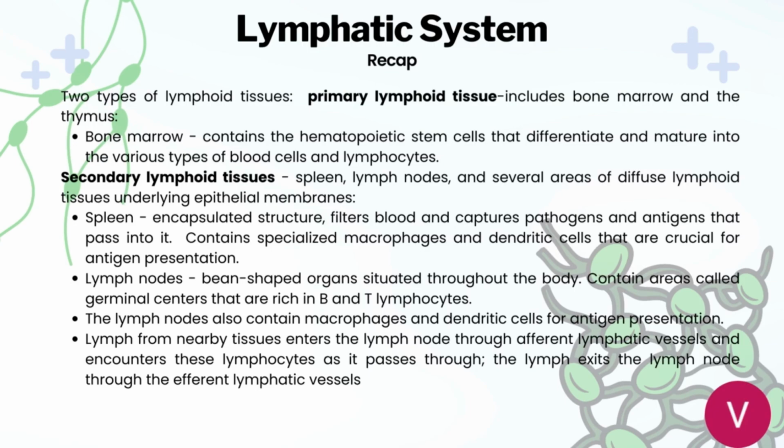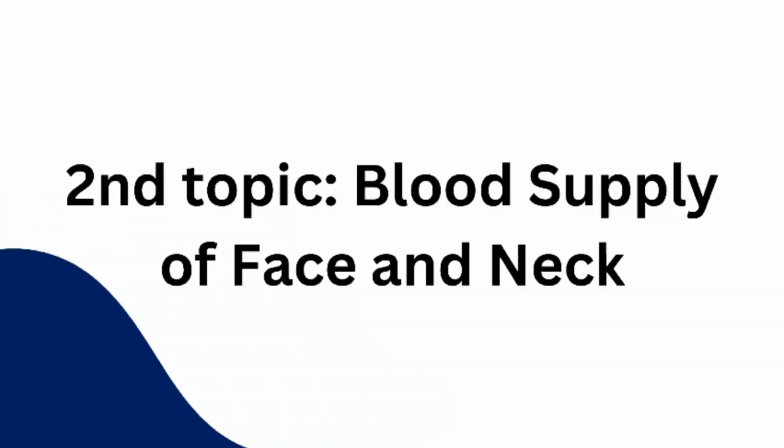Lymph nodes are bean-shaped organs situated throughout the body. These structures contain areas called germinal centers that are rich in B and T lymphocytes. The lymph nodes also contain macrophages and dendritic cells for antigen presentation. Lymph from nearby tissues enters the lymph node through afferent lymphatic vessels and encounters these lymphocytes as it passes through. The lymph exits the lymph node through the efferent lymphatic vessel.